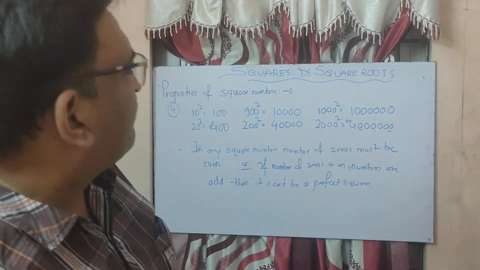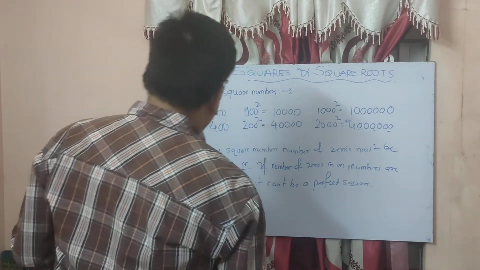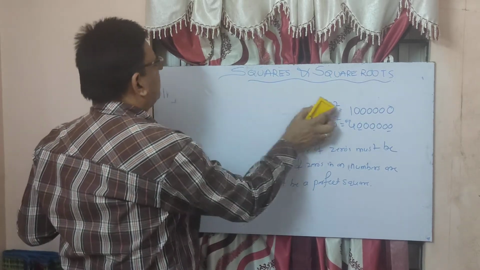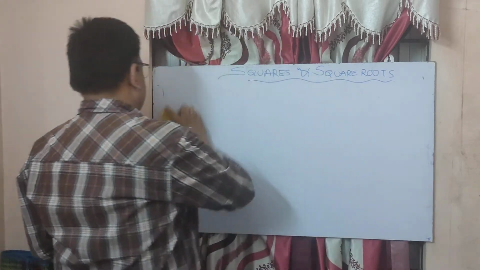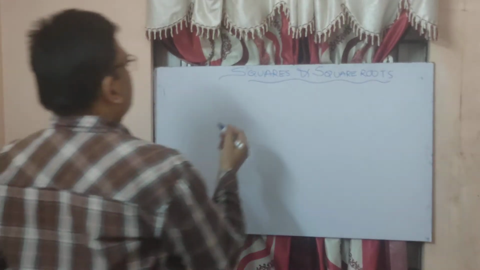So these are the 4 important properties you need to remember while doing the examples. Now let us move to the exercise, that is exercise 5.1.